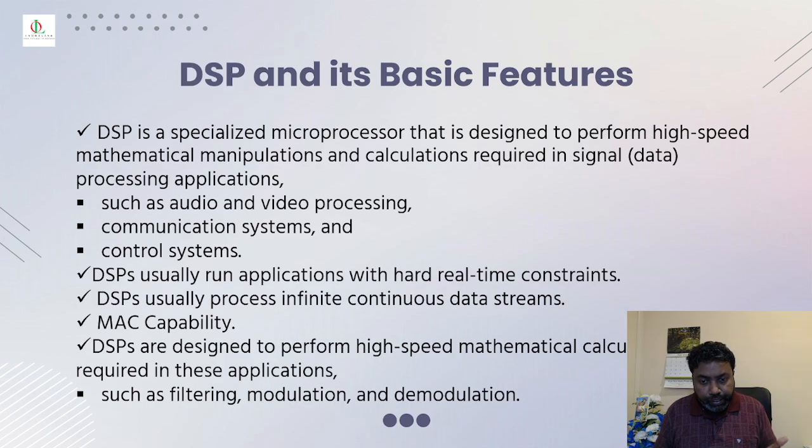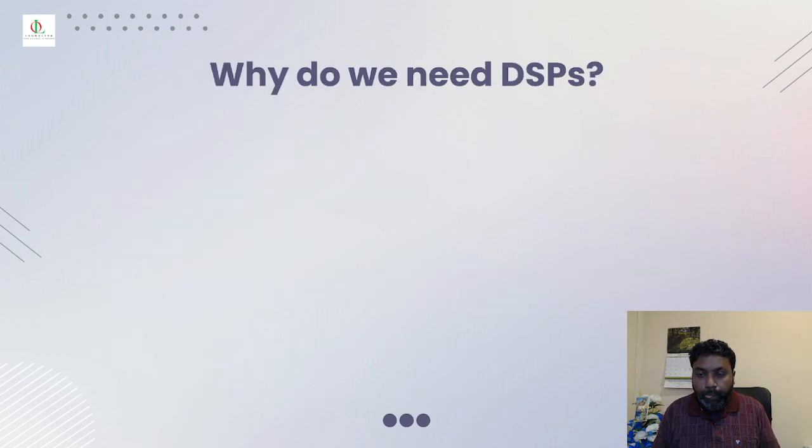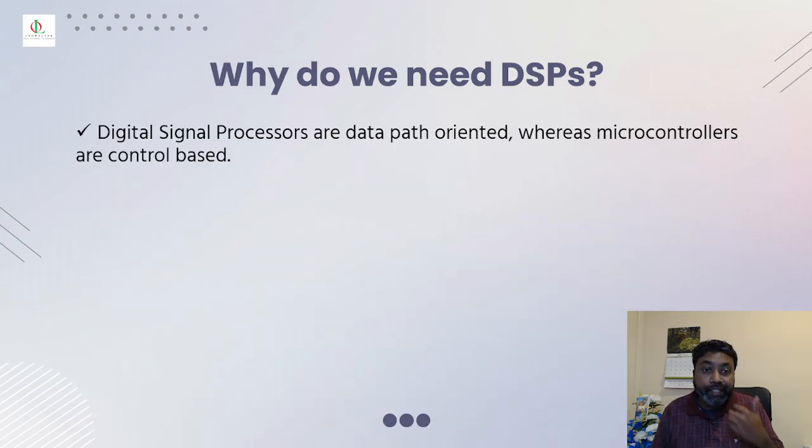In order to use the DSP, it comes with different architectures. I will tell you about the architecture in the next one, but let's see why we need DSPs. DSPs are data path oriented, as I said in the previous slide. When you do video, image, and audio processing, it's all data, so it's more oriented toward fast processing, so the speed is enormous compared to microcontrollers, which only control specific activity.